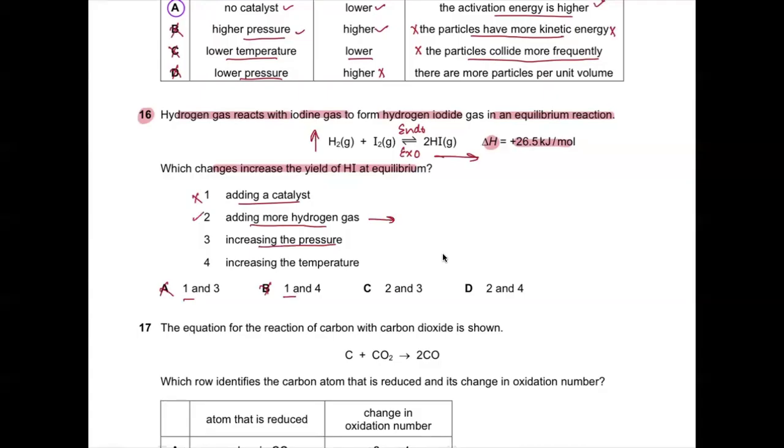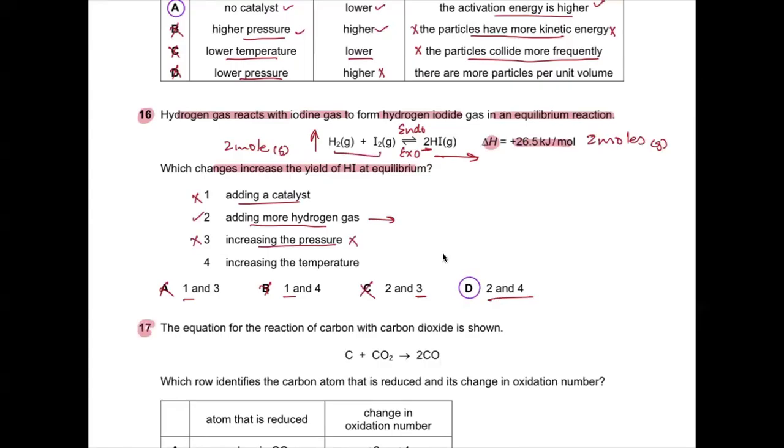Increasing the pressure. If you see, 2 moles of gas on the reactant side and 2 moles of gas on the product side. So both sides have an equal number of moles. So increasing pressure does not affect the yield. The equilibrium position remains the same. So over here 3 makes C wrong. So we are left with only option D. So D is the correct answer.